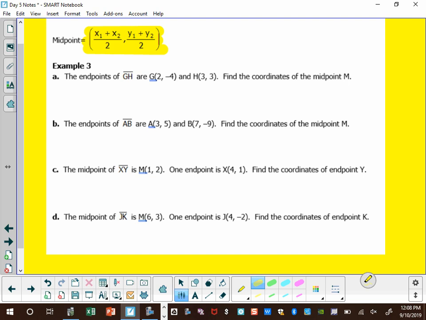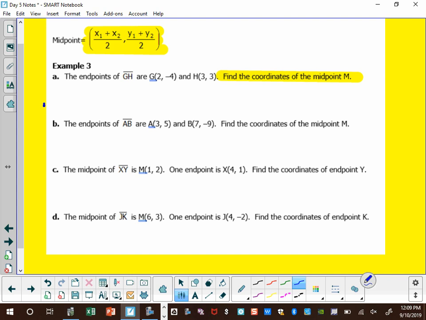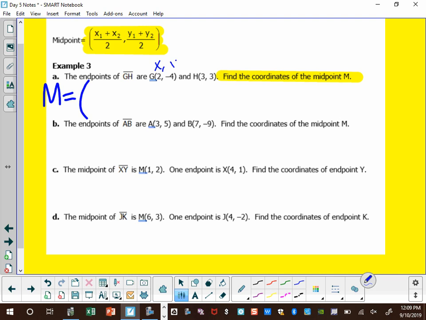Letter A says the endpoints of GH are G is 2, negative 4, and H is 3, positive 3. Find the coordinates of the midpoint. So we're looking for midpoint here. I'm going to do M equals, because that's our midpoint. X1, Y1, X2, Y2. Okay, go ahead.